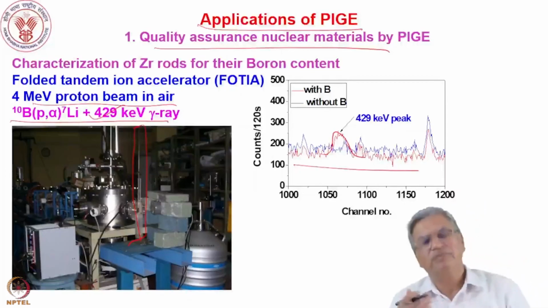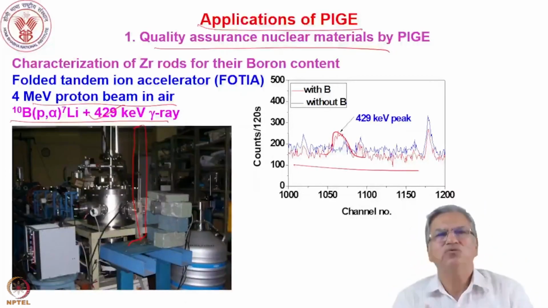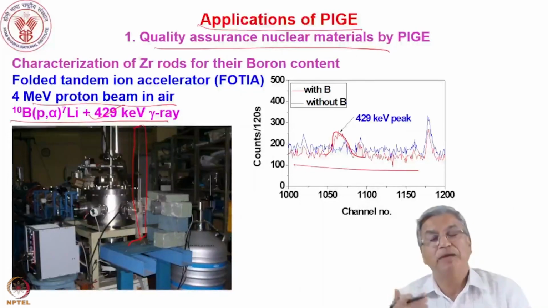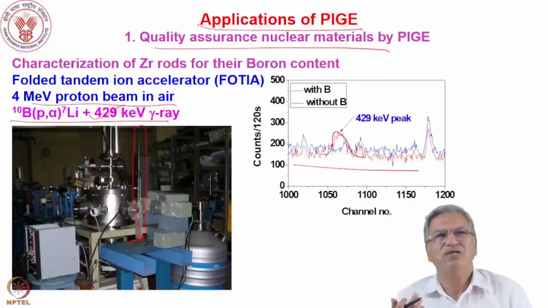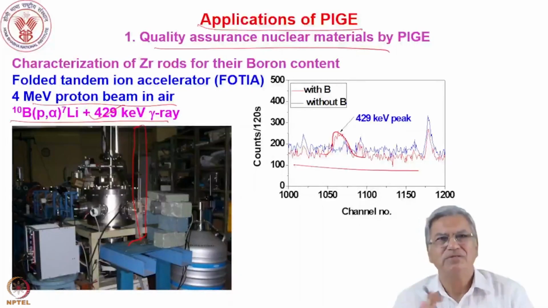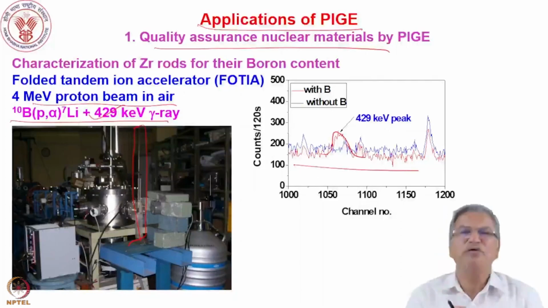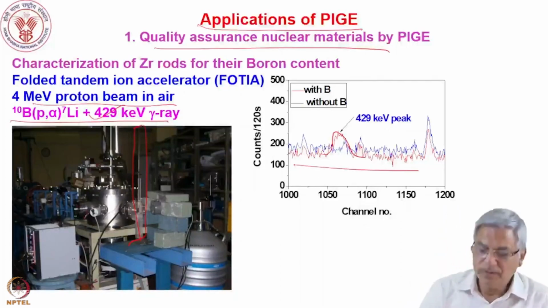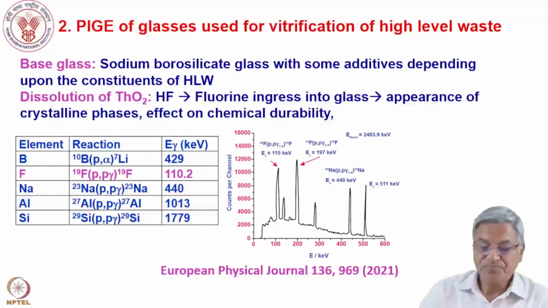So this is a kind of experiment where you do quality assurance, meaning the manufacturer of the rods wants to assure the user that this does not contain boron, or that this contains boron. So you have to provide a QA certificate that this is meeting the requirement. That is the kind of experiment people do using proton induced gamma emission.